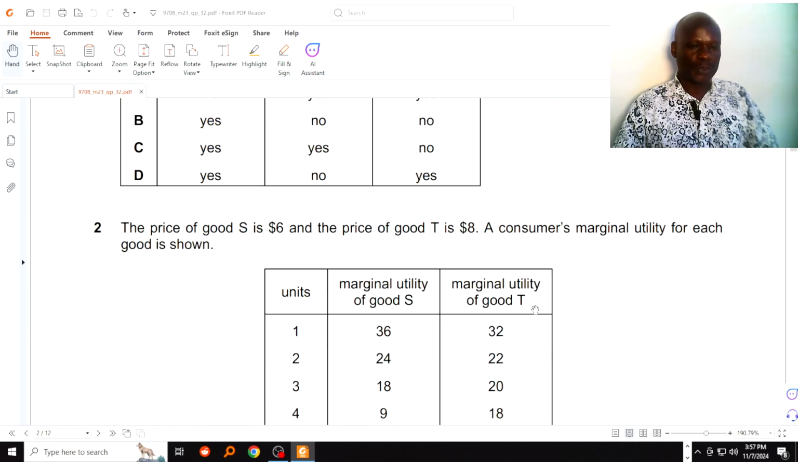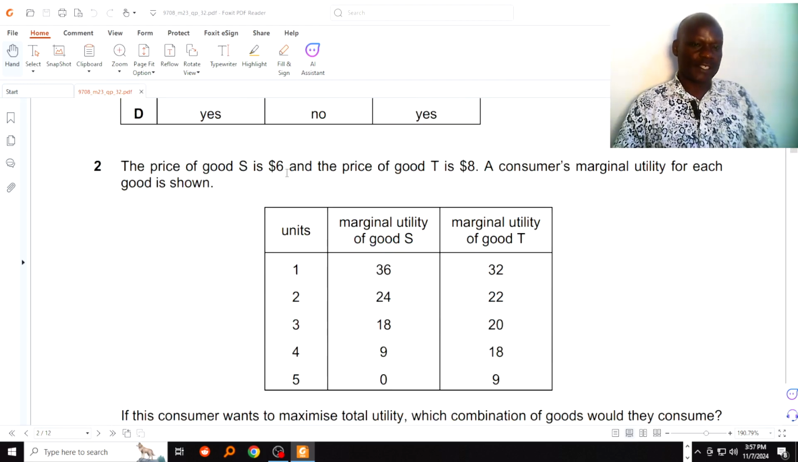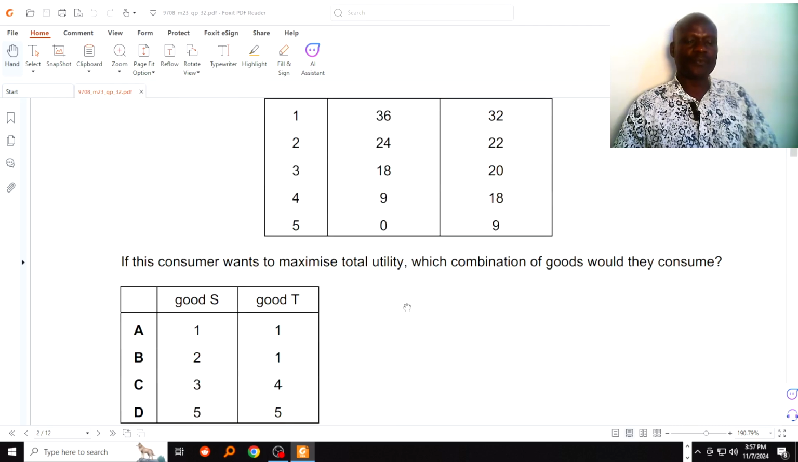So question 2 reads, the price of good S is $6 and the price of good T is $8. A consumer's marginal utility for each good is shown. So when it's 1 unit, we see that marginal utility of good S is 36 and that of T is 32. And when 5 units, we see that marginal utility of good S is 0 and marginal utility of good T is 9. Now, if this consumer wants to maximize total utility, which combination of goods would they consume?